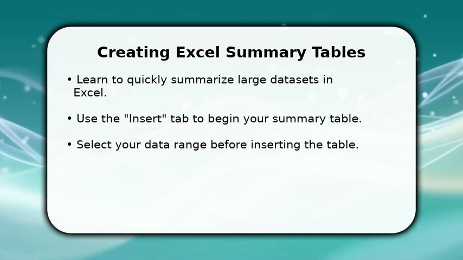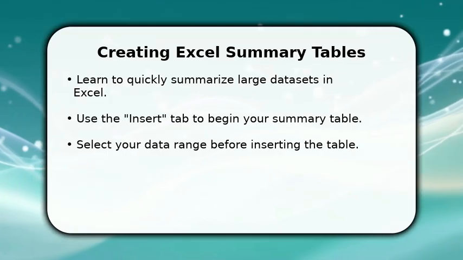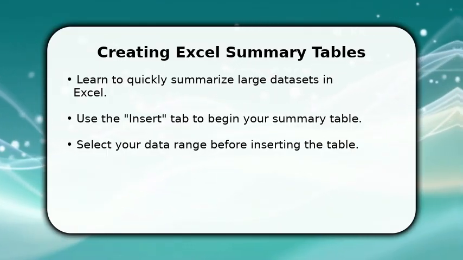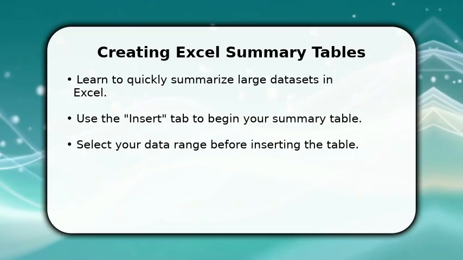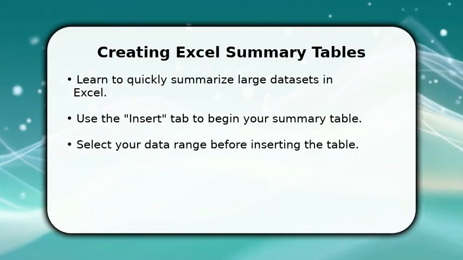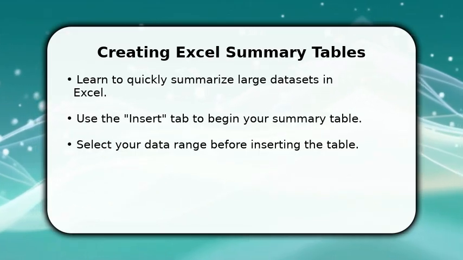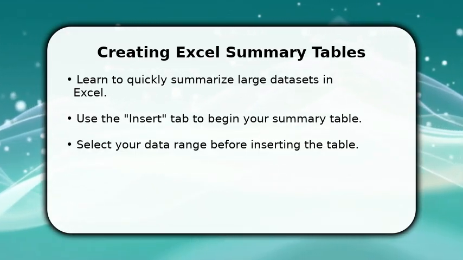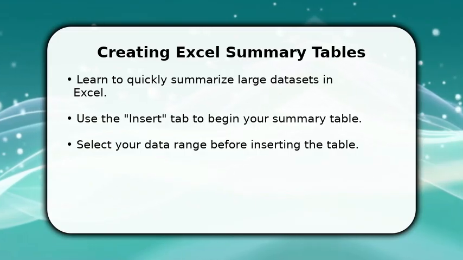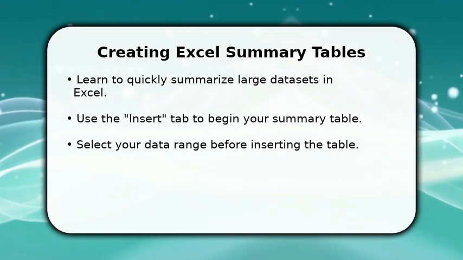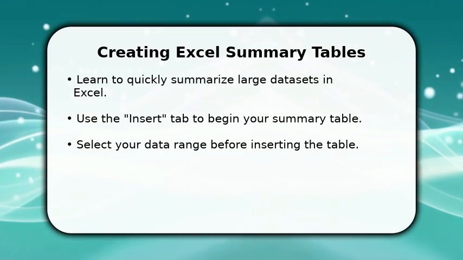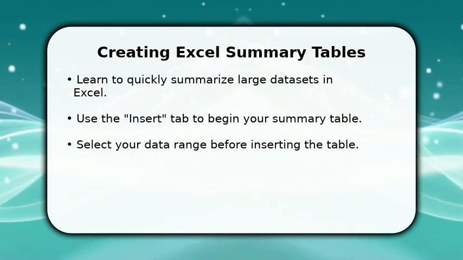In this video, I will show how to make a summary table in Excel. First, ensure your data has clear headers. Then, select any cell within your data range. Navigate to the Insert tab on the Excel ribbon. Click on Pivot Table to open the Pivot Table dialog box. This tool is incredibly powerful for condensing information, making complex data much easier to understand and analyze.